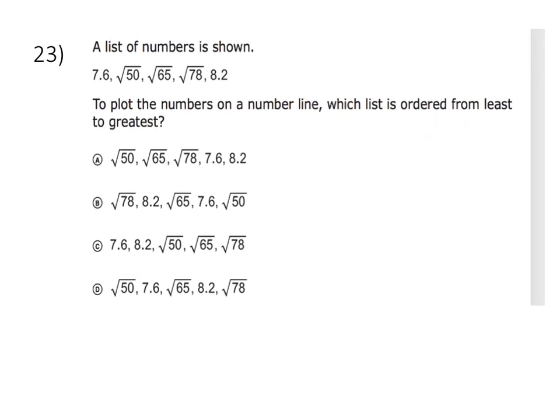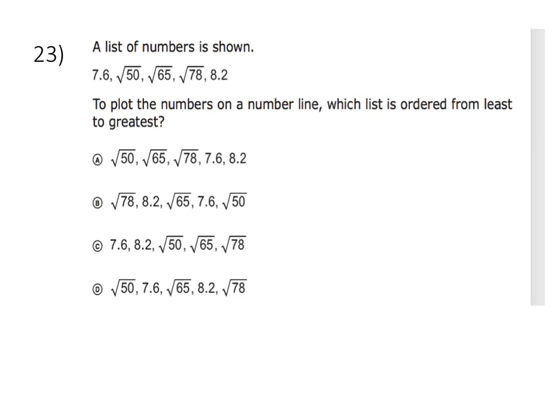Number 23. A list of numbers is shown: 7.6, square root 50, square root 65, square root 78, and 8.2. To plot the numbers on a number line, which list is ordered from least to greatest? So the first thing I need to do is take my square roots and turn them into decimals.